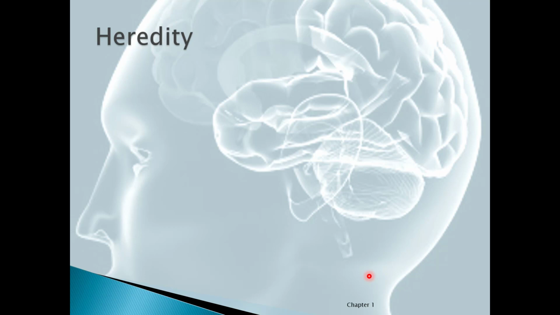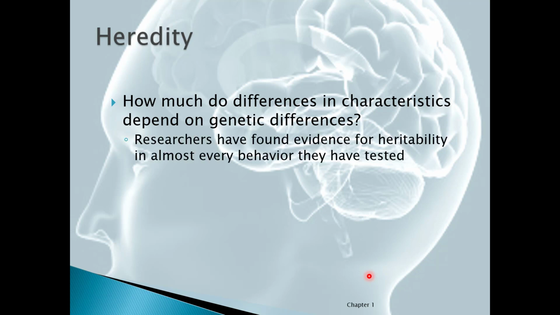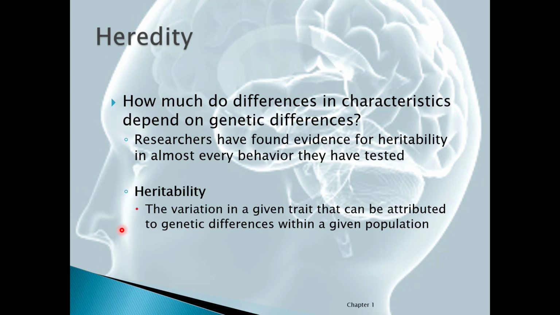So one last topic to finish up this video is a little bit about heredity and heritability. The question is how much do differences in characteristics depend on these genetic differences, no matter how they occur? Researchers have found evidence for heritability in almost every behavior they've tested. Just to make sure we all understand what heritability is, heritability is the variation in a given trait that can be attributed to genetic differences within a population.